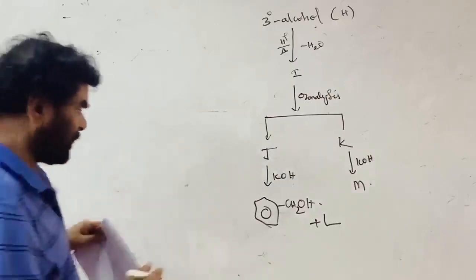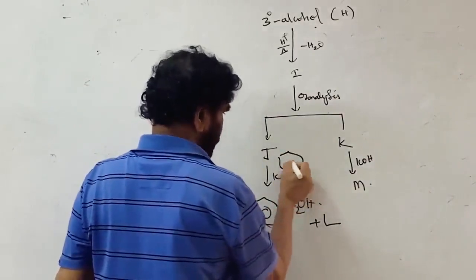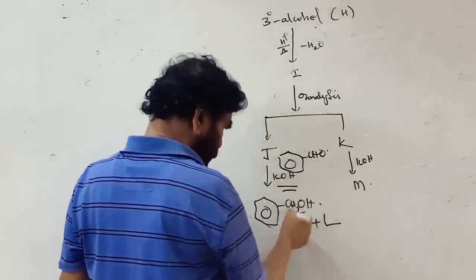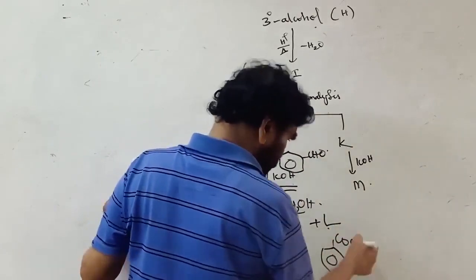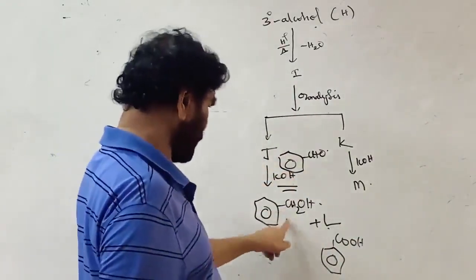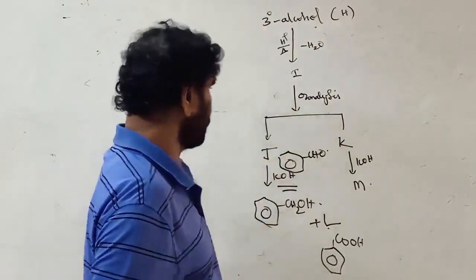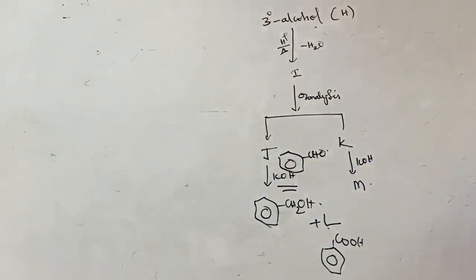How to tell? This should be a benzaldehyde. Benzaldehyde on Cannizzaro reaction gives benzyl alcohol. L should be benzoic acid on acidification, or sodium benzoate. So this should be the aldehyde or ketone. Benzyl alcohol is formed with KOH. This is for Cannizzaro reaction. So D is correct. You see.